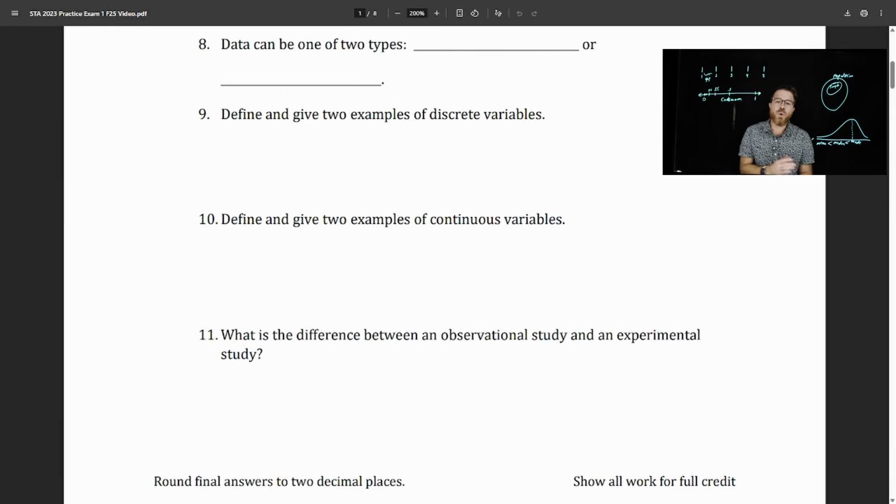Number 11, what is the difference between an observational study and an experimental study? So an observational study is one in which the experimenter does not impart any experimental conditions or treatments on the participants. So this could be something like if I'm observing something in nature and I'm not actually imparting any sort of treatment, or it could be even something like giving a survey. I'm asking you questions to know what your views are, but in the end, I'm not actually putting any treatment into the subjects that I'm looking at. I'm just asking them questions, getting the answers.